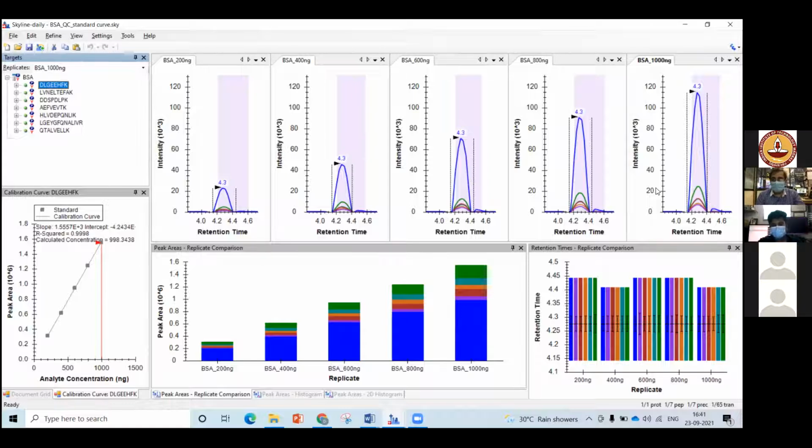So that's what is displayed on your screen here very nicely: different amounts of standard protein being injected, and that shows a good linear response. That's the very first step towards your assay development.